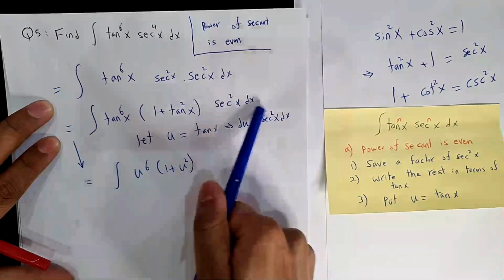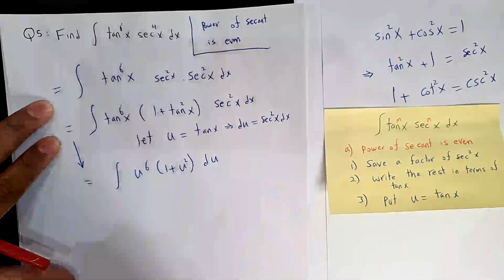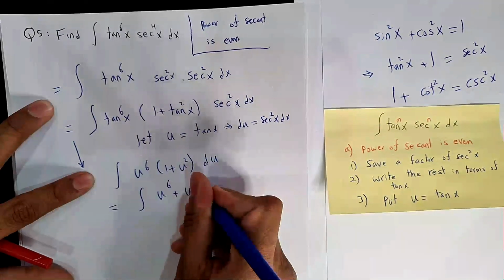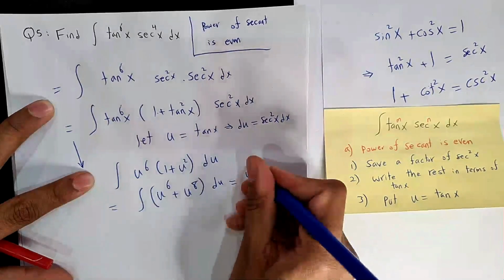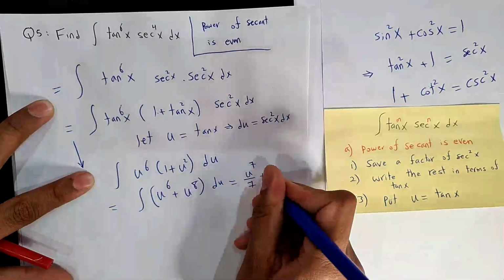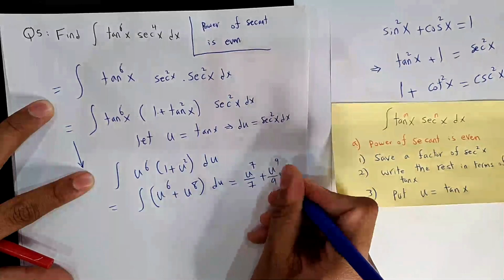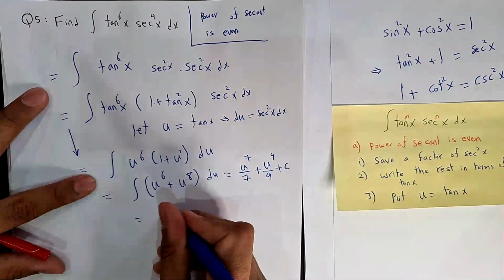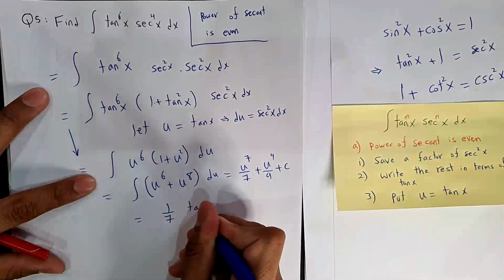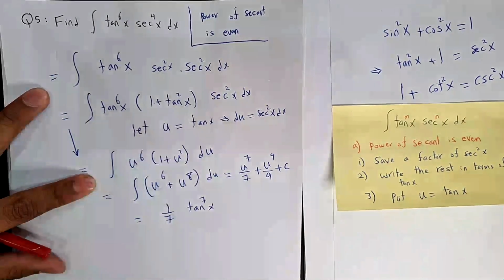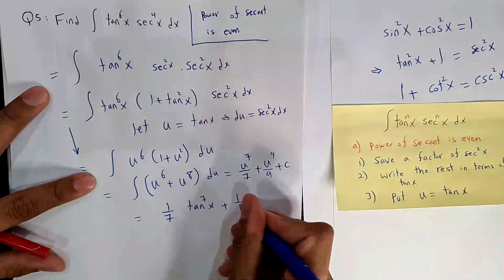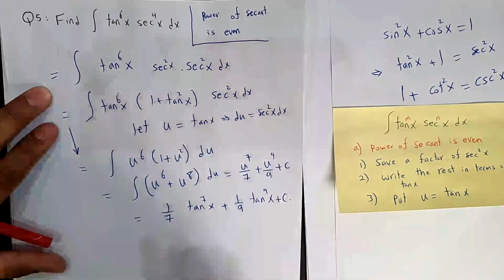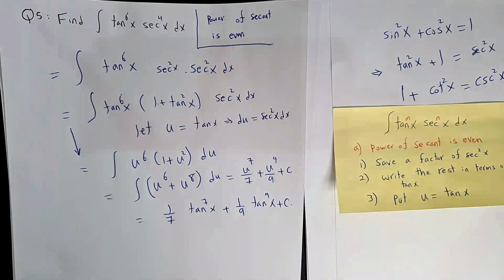And do not forget, everything here will go with the du. So this will be the integral of u to the power 6 plus u to the power 8, du. This will be u to the power 7 over 7 plus u to the power 9 over 9 plus constant c. Just tell me the u and that's it. This will be 1 over 7 tan to the power 7 x, because the u is tan, plus 1 over 9 tan to the power 9 x plus constant c. And that's it for this question.